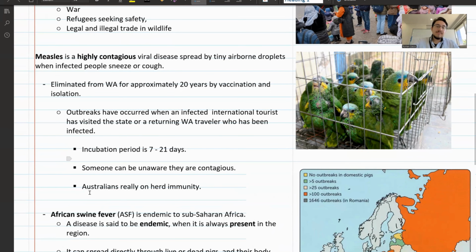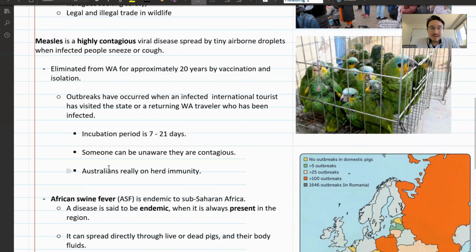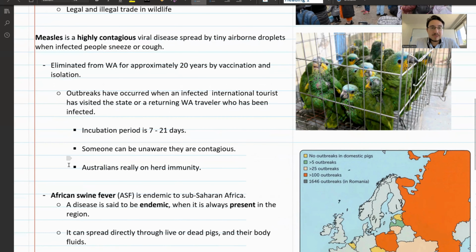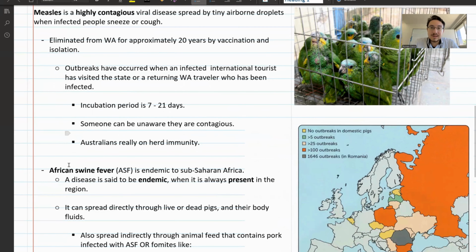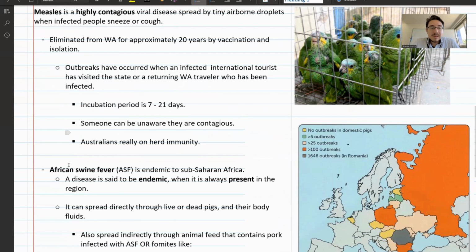So the thing in this does depend on the pathogen, right? You have a certain incubation period, 7 to 21 days. You don't even know you have it. Some people are asymptomatic, and could easily pass through a country. Now, Australia does rely a lot, especially with COVID, on this idea of herd immunity that we're going to take a look at in chapter 14 to try to mitigate the spread of pathogens.